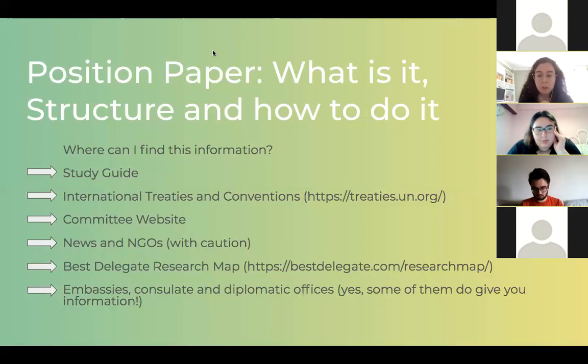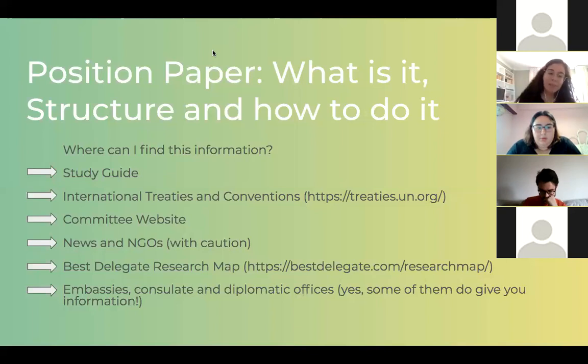Best Delegate is a website that I like very much. They have loads of tips. You can actually download guides from them on how to write a position paper, on how to be the best delegate. I personally use it. I adore it. And so I thought it would be a great idea to show it to you, of course.